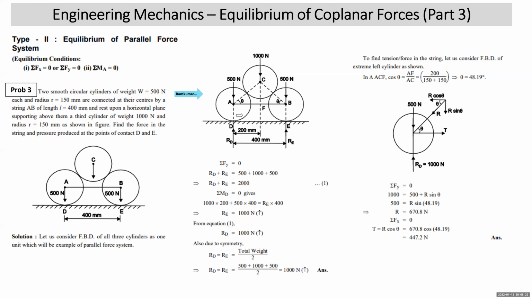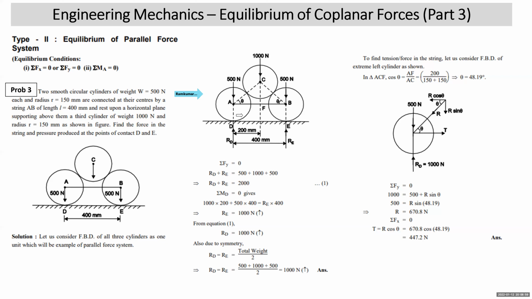Next is the reaction between the two cylinders. Reaction between cylinder A and C will not come. Common reaction between cylinder C and B will also not come into consideration, because you have not separated the cylinders. You should understand that common reaction between two circular bodies will come into existence only when they are separated. We have not separated cylinder A and C. We have not separated cylinder B and C. So common reaction will not come into consideration. This is the conceptual part which we all need to understand.